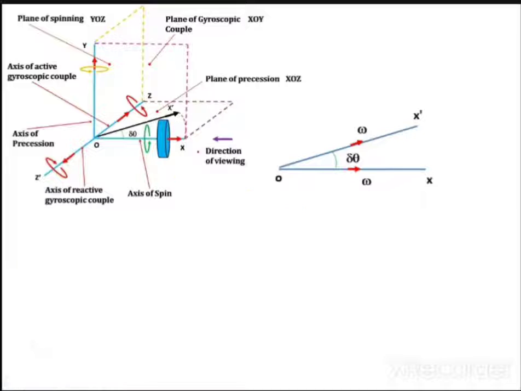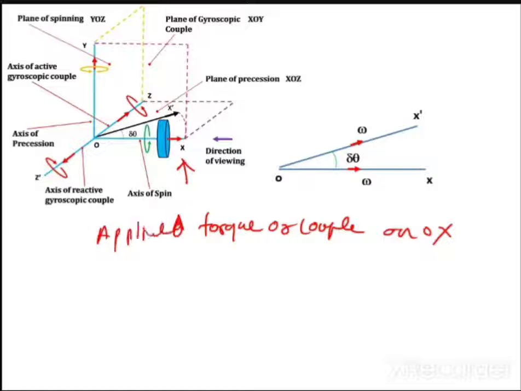I am repeating once again. See, I am applying a torque or couple on OX. Why? So that this OX comes to the new position, that is OX dash. Right? Okay, means what? It is precessing about the axis OY. So this torque is called as the applied torque, and this is called as the active gyroscopic couple.